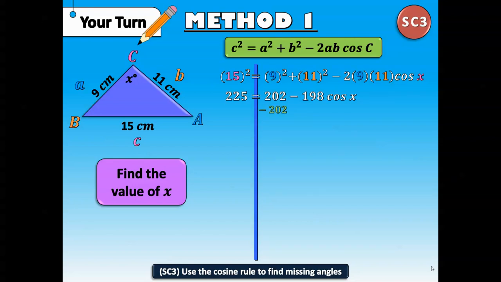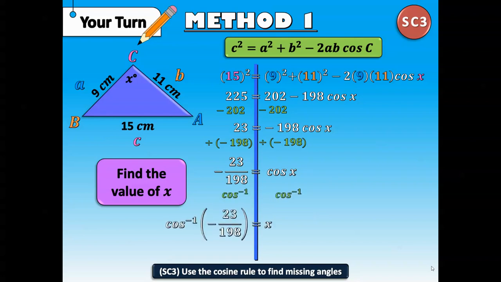Then I can take 202 off both sides, and then divide by minus 198. I then do the inverse of cos, which is cos to the minus 1. So x equals 96.7 degrees.